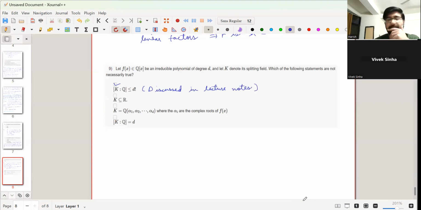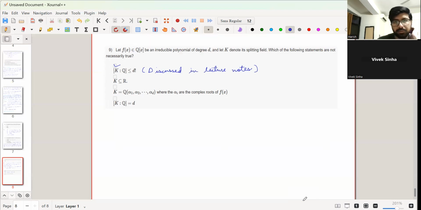K subset of R. So is it true or not? This is not true, because for f(x) equal to x square plus K, yes, is a splitting field.